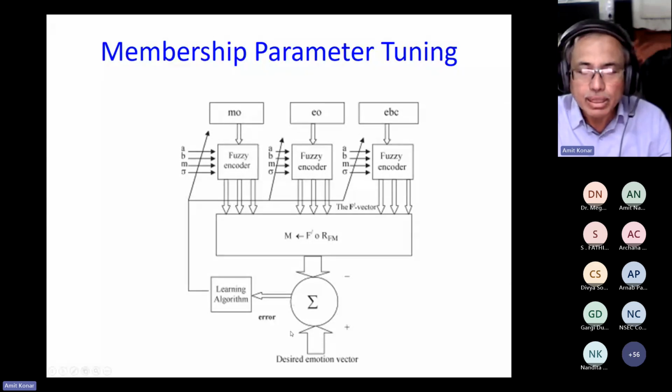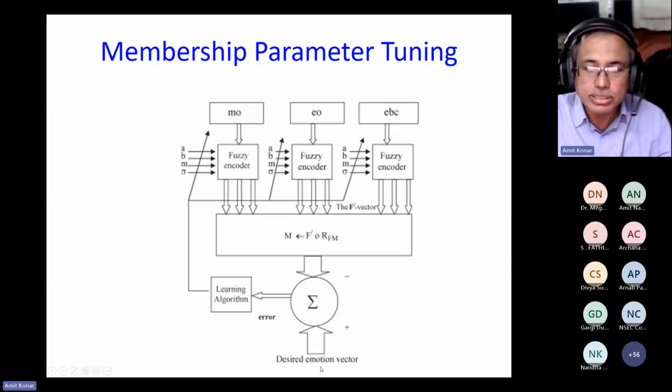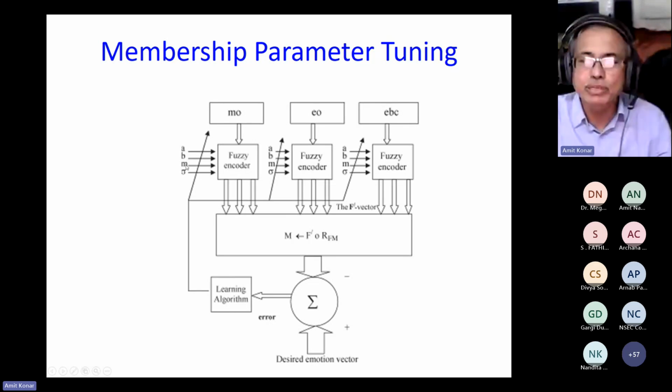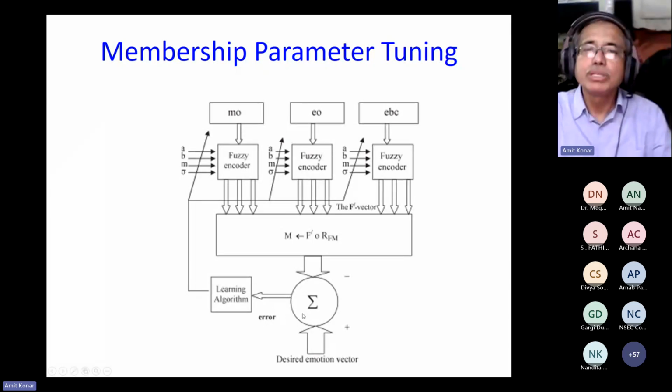Now, if we have a desired emotion vector m, which is correctly determined theoretically, we take the difference of these two vectors, and then by a learning algorithm we can adapt the parameters of the fuzzy encoder, meaning the membership functions. We have to tune it in such a manner that the error norm becomes zero. This error is a vector. Error norm means the Euclidean norm of the error. The Euclidean distance of this vector with respect to the origin will be zero.